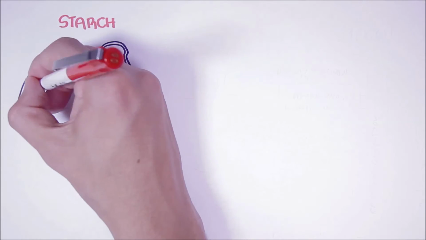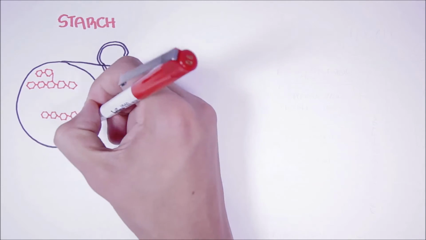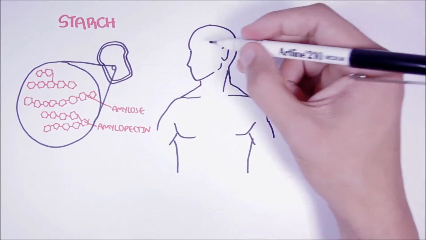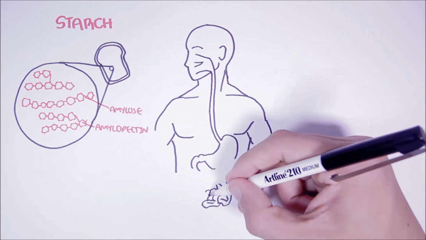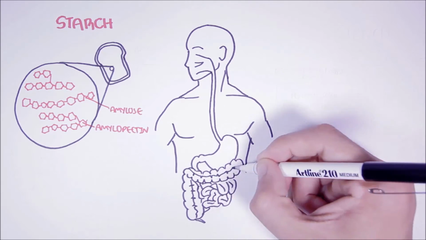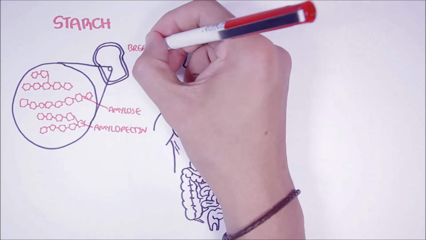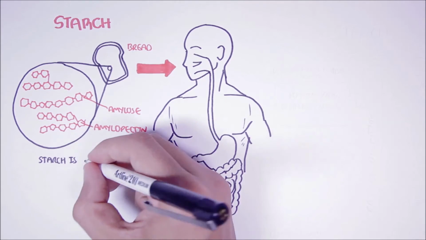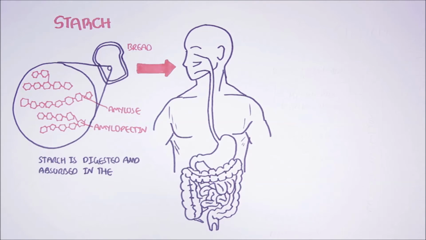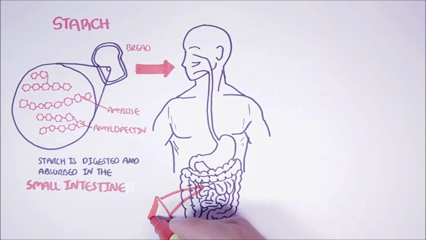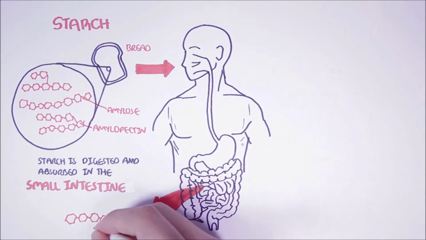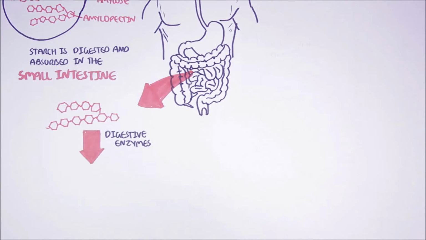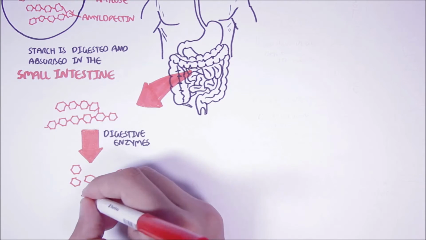So here we have bread, which contains starch. It contains amylose and amylopectin. And here we have a hungry human and his digestive system. The amylose and amylopectin, the starch, is digested and absorbed predominantly by the small intestine. So within the small intestine here, the starch will encounter digestive enzymes, which will break it down into glucose molecules.